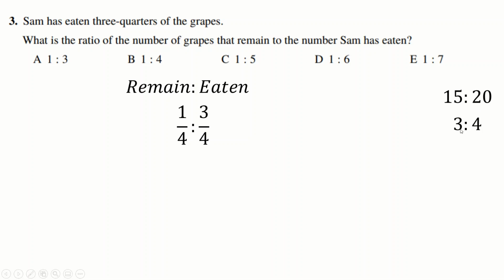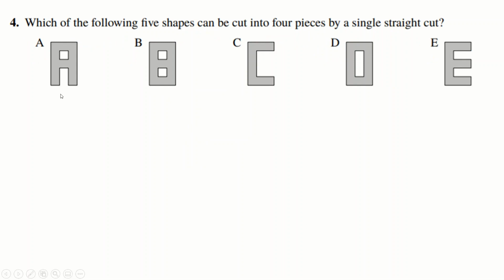But you're also allowed to multiply. Multiply them both by 2 and you get 6 to 8. So here we can take that idea and multiply both sides by 4. You're allowed to multiply or divide by the same number. Multiply both by 4 and you get 1 to 3. Cool.